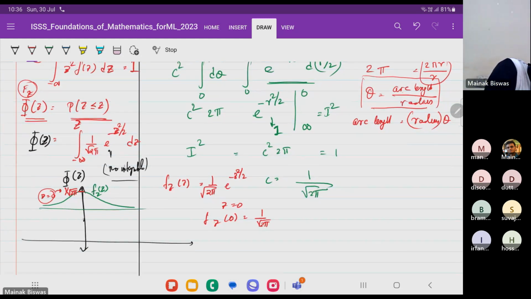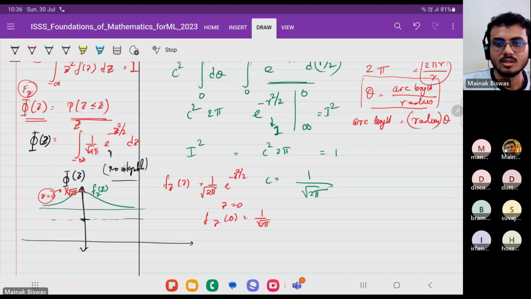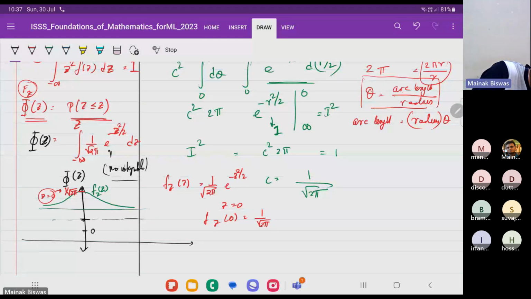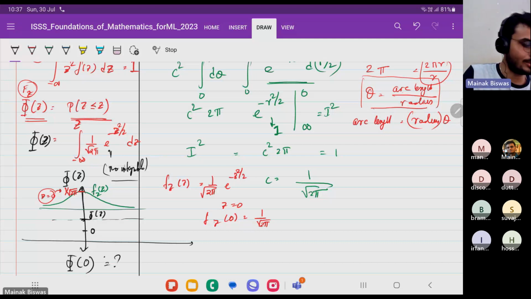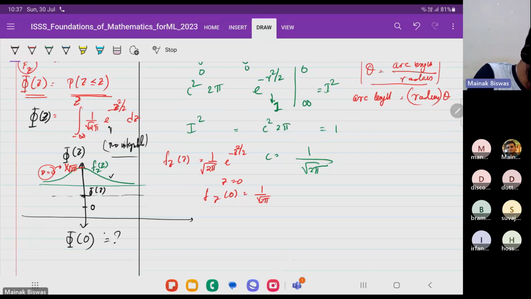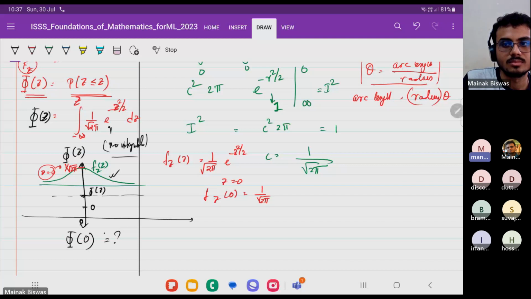Now I want to ask, what will be the CDF? Can you tell me? We have already discussed the general properties of CDFs in today's class. It will be a non-decreasing function. Correct. Between 0 and 1, right? So at 0, what will be the probability? Can you tell me phi of 0, what will it be? You should be able to tell me this just by seeing this. If you can tell me, I will be happy. Will it be 0.5 because of the symmetry?